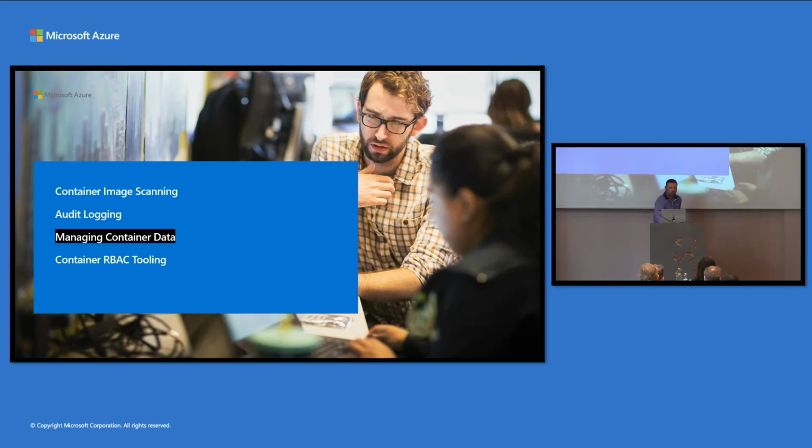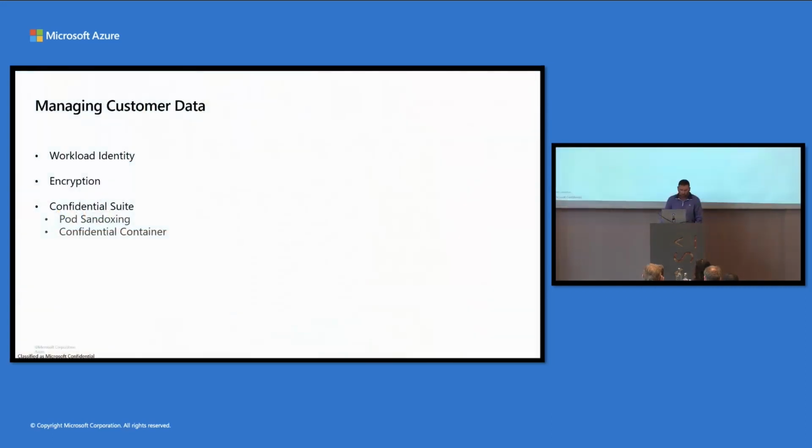So managing customer data is a big one as well. There's a couple of different things that I'll talk about here in managing customer data. Workload identity is one feature set. As you're going through, encryption is a big part of GDPR, and then confidentiality. Two specific components I'll talk about as we go forward.